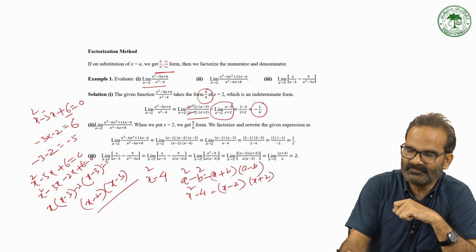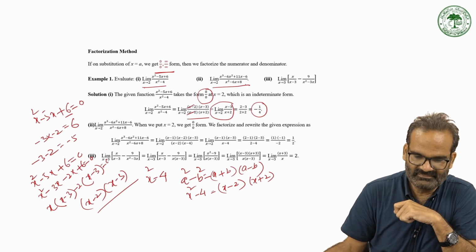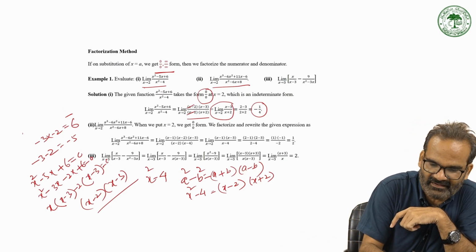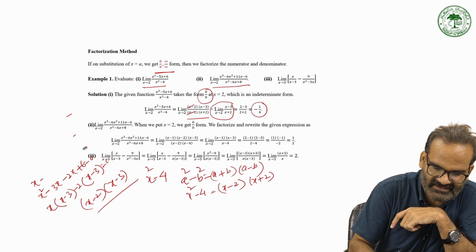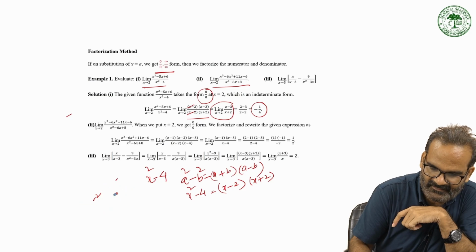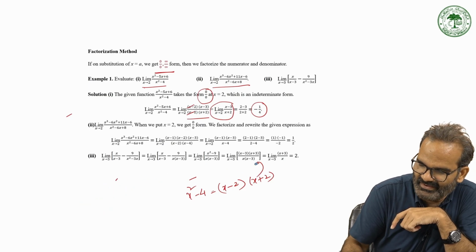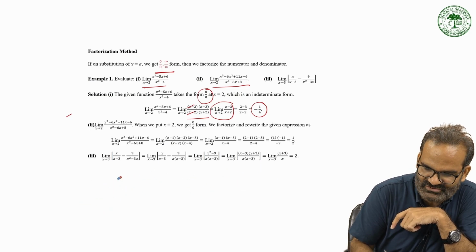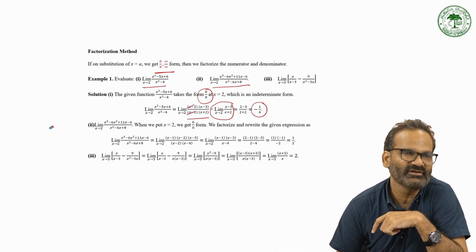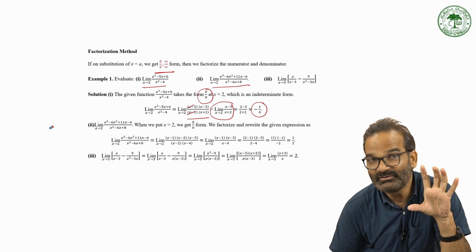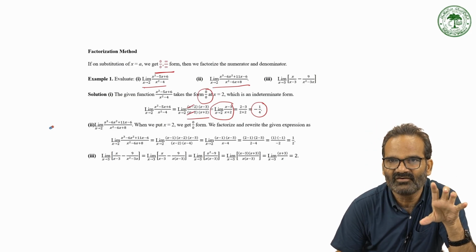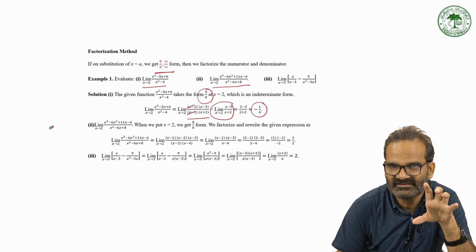Let us take another example. Take this one: limit x tends to 2, (x cube minus 6x square plus 11x minus 6) divided by (x square minus 6x plus 8). So here the numerator contains a polynomial of degree 3 and the denominator contains a polynomial of degree 2. And you know from your 9th or 8th standard how we can find the factors of any polynomial whose degree is 3.